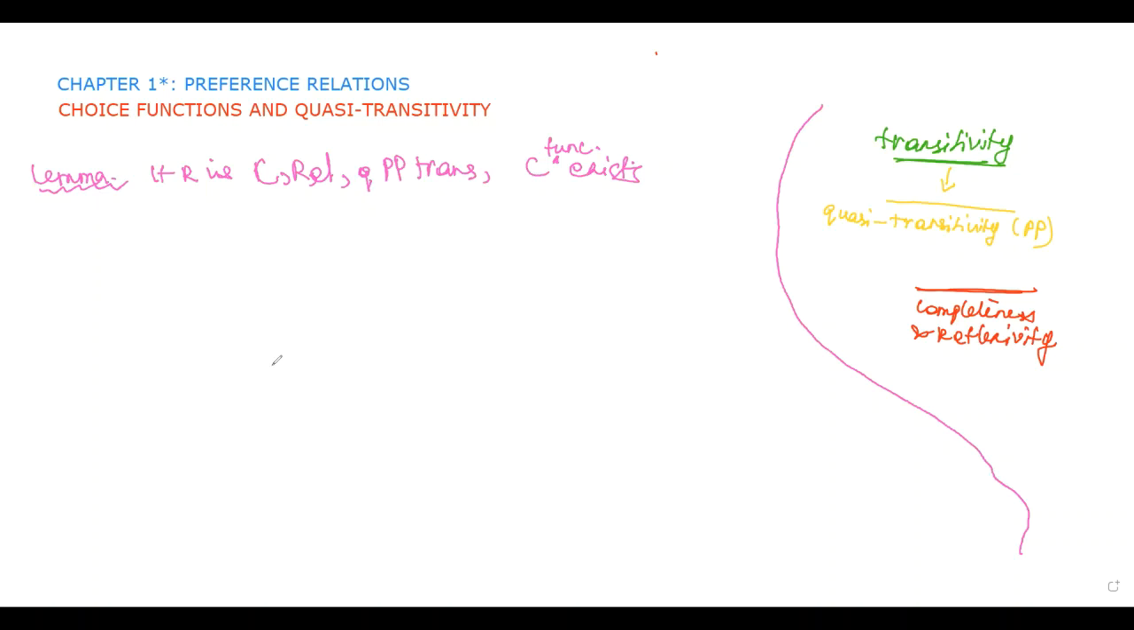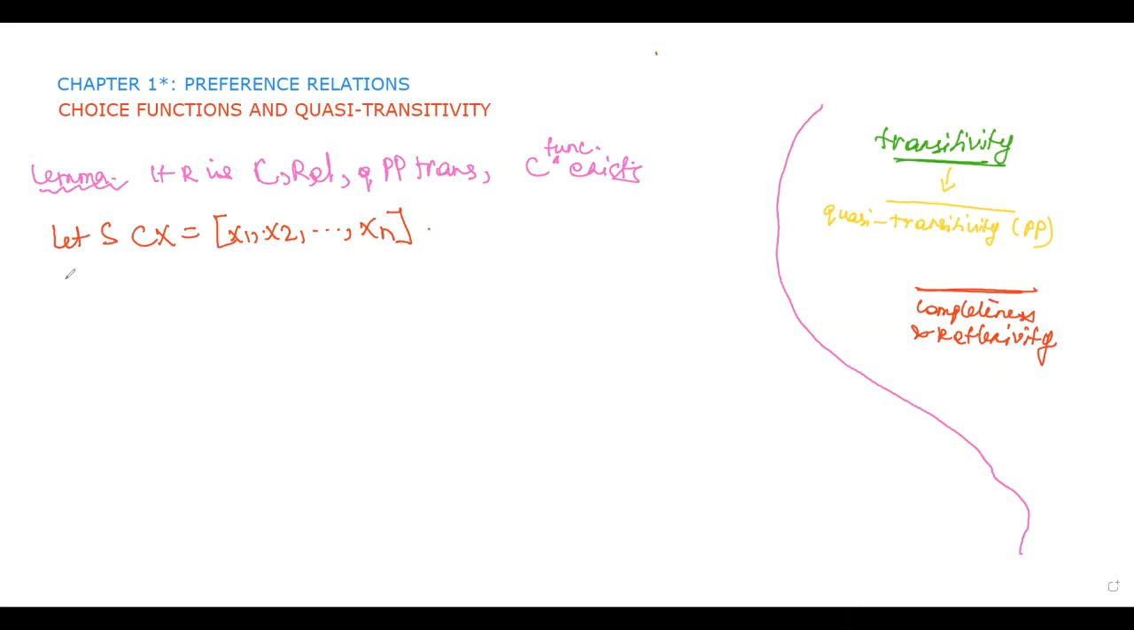How do we prove this? For this, we actually use a basic mathematical proof technique, which is mathematical induction, because we have a finite set here. So let S, which is a subset of X, be equal to {x1, x2, ..., xn}. This is a subset of X.